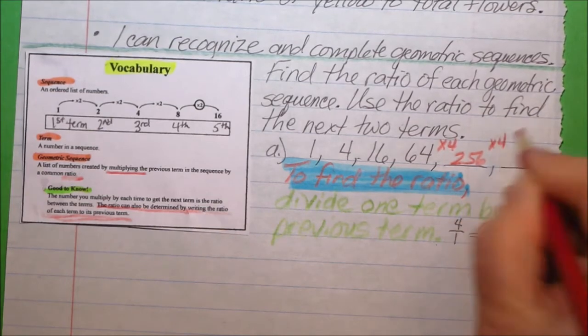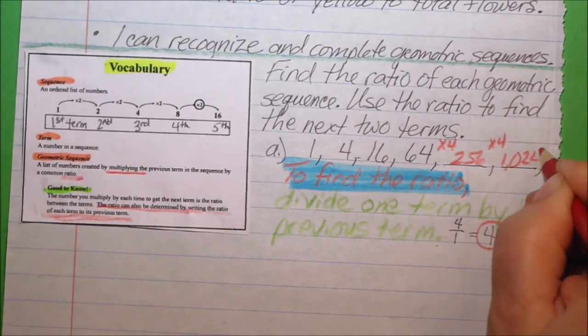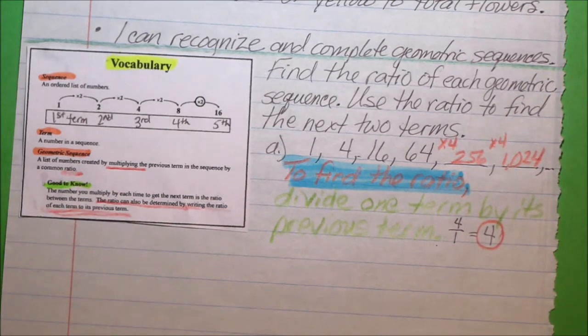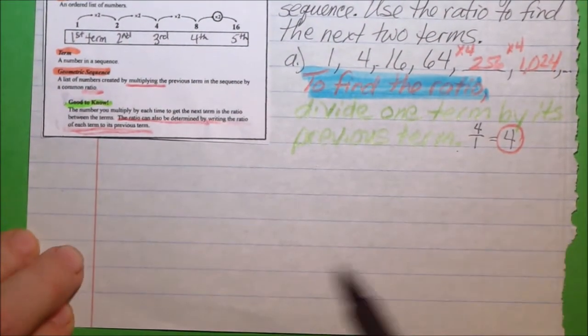256 times 4 is 1024. Okay, that's my next two terms. And that's how we do it, right? I'll show you one more example here. Make sure that you have it, but it really is that simple. All right, so part B.